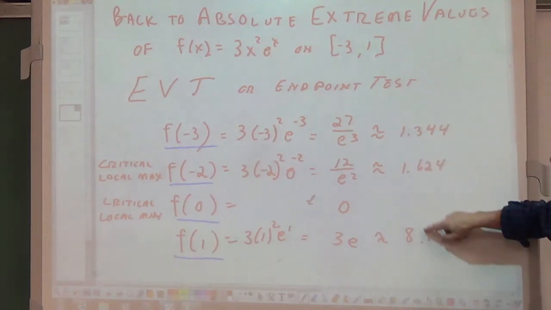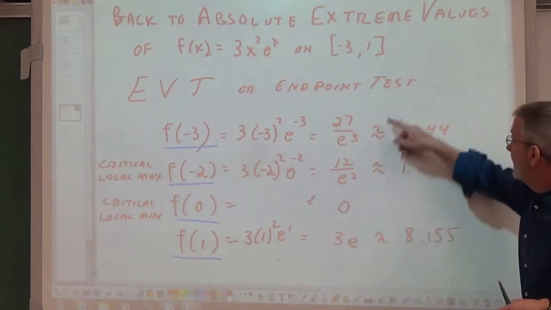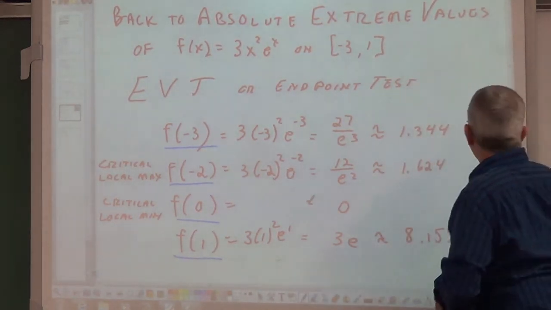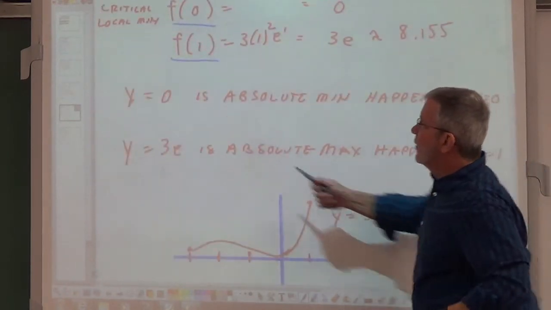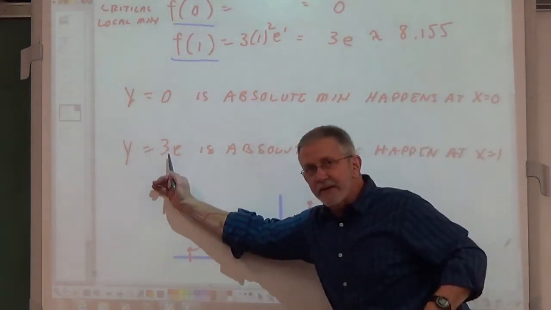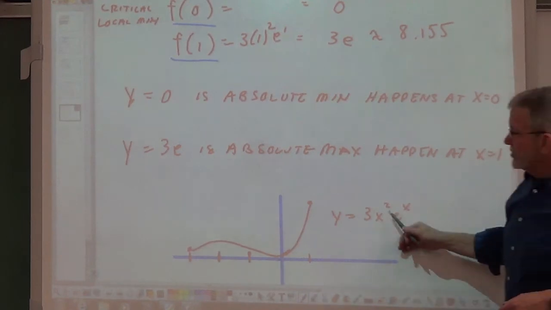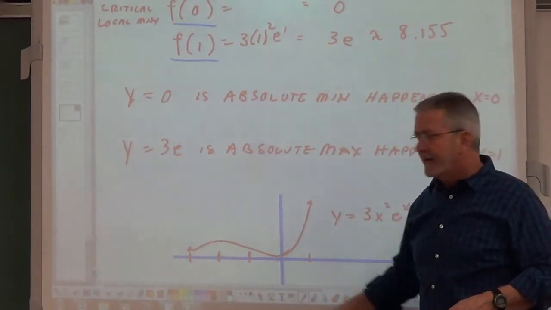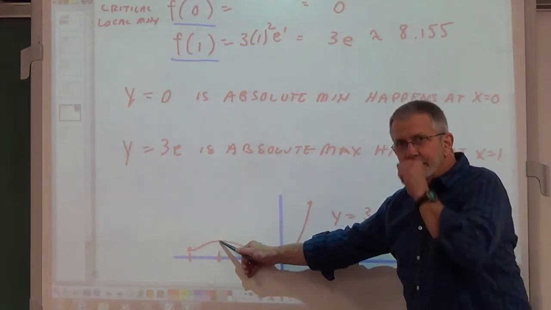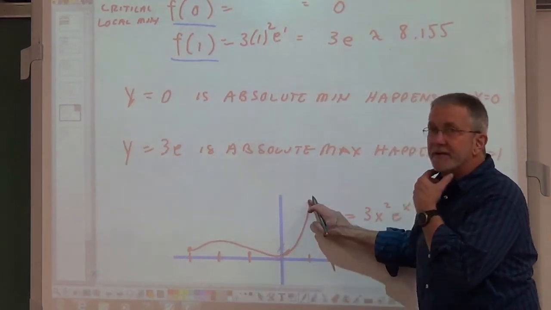Who's the smallest? 0. Absolute min. Who's the biggest? 8.155. So y equals 0 is an absolute min, and it happens at x equals 0. Y equals 3e is the absolute max, and it happens at x equals 1. And here's the graph of that function. It increases to negative 2, where I have a local max, decreases to 0, where I have a local min, and then really starts shooting up.